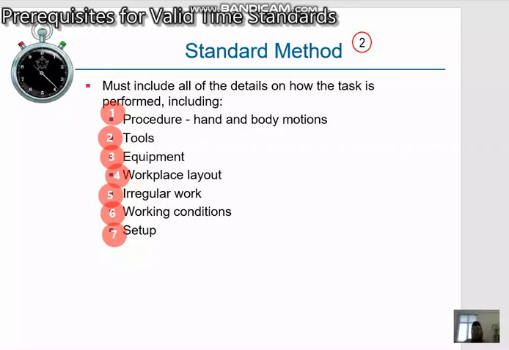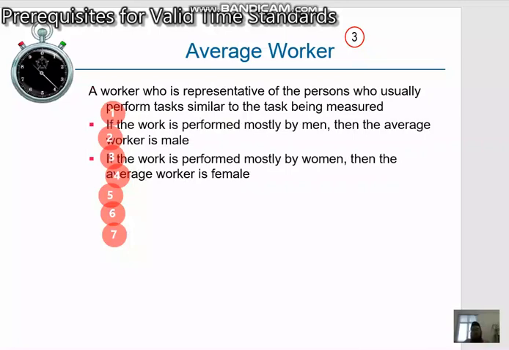And then we move to the next prerequisite, the average worker. Average worker is a worker who is representative of the person who usually performs tasks similar to the task being measured. If similar tasks are performed mostly by men and gender makes a difference in the ability to perform the task, then the average worker should be defined as a male.